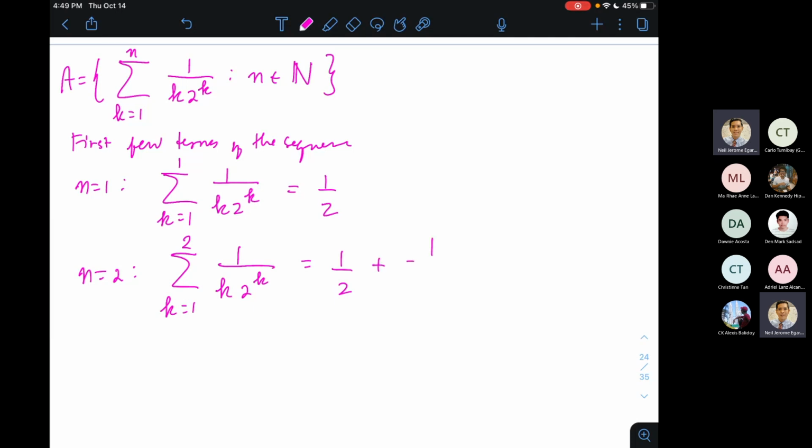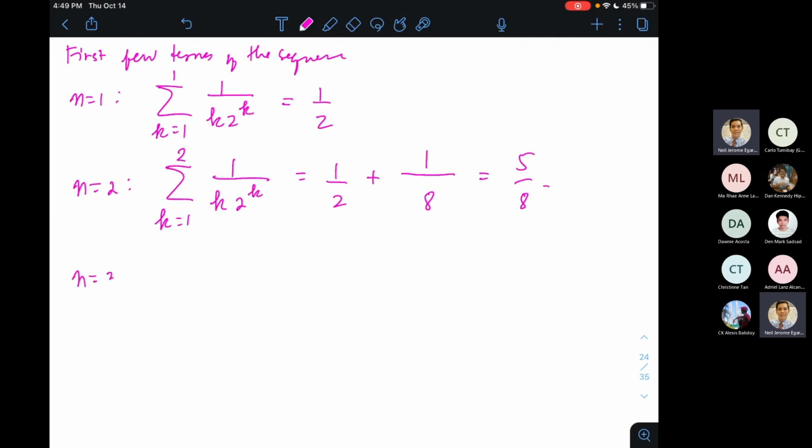Pag si k ay 2, magkakaroon na tayo ng what? 2 times, that would be 2 times 2 squared. So that's going to be 8. Okay. And so this will be 5 over 8. Ito yung next element nung sequence.